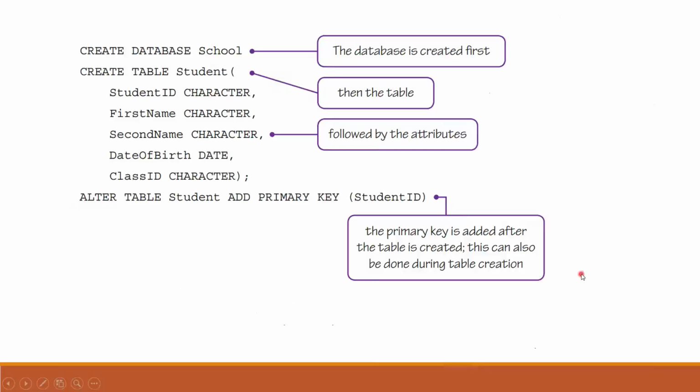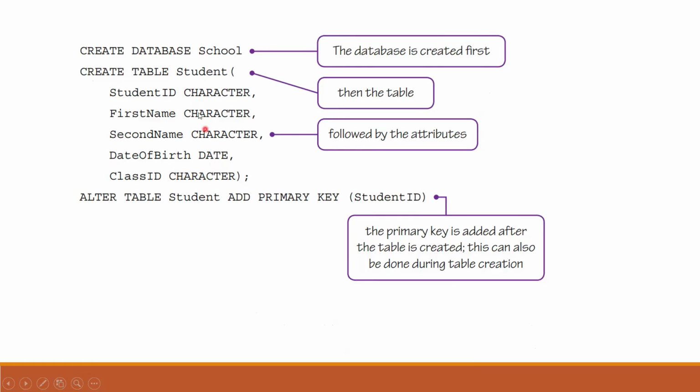Okay, let's see an example. For example, you want to create a database. So create database school. This means that you want to create the database school. Then if you want to create table students, so create table students, open bracket, and mention the fields: student ID, first name, second name, DOB, class ID. And you also need to add the data type: student ID character, first name and second name characters, date of birth, of course, is a date, and also class ID.